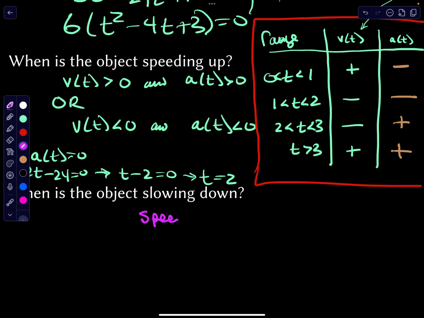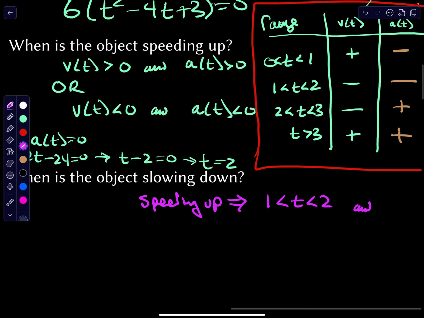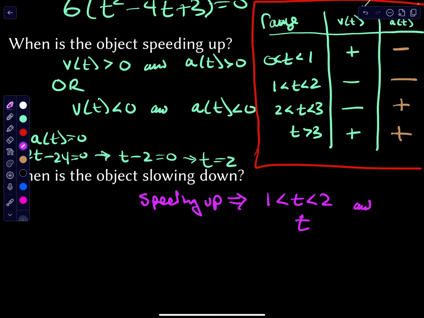Speeding up is where these things are the same. So that's going to be between 1 and 2, and t is greater than 3. And the reason for this is because you're speeding up when you're going the same direction as your acceleration. So your acceleration is actually moving you forward.